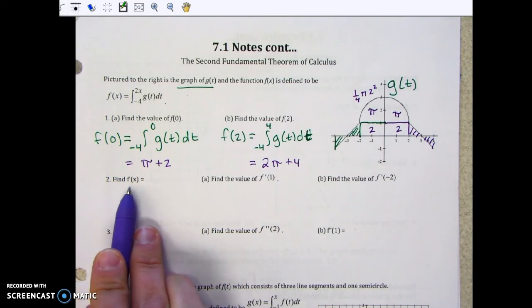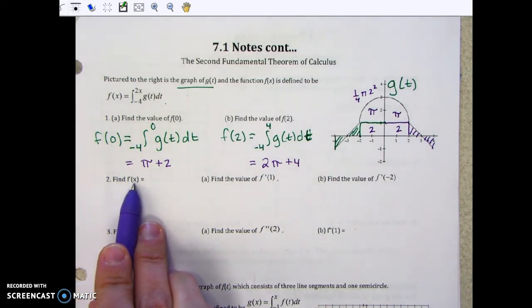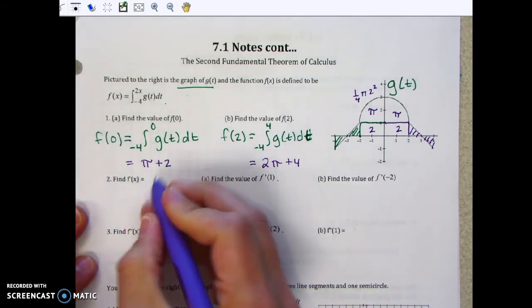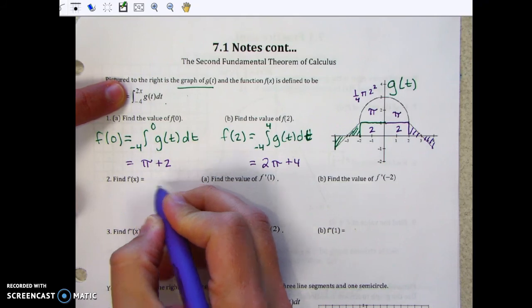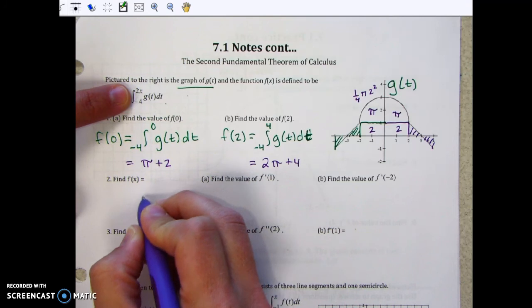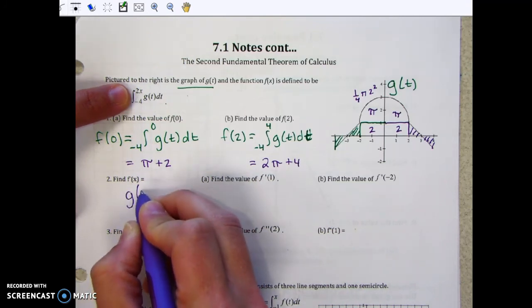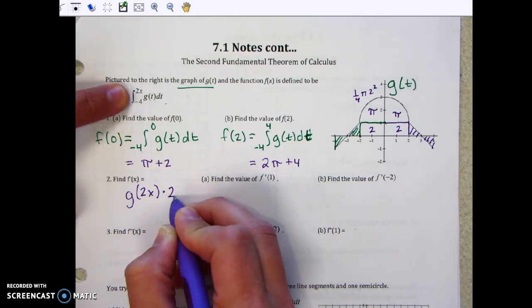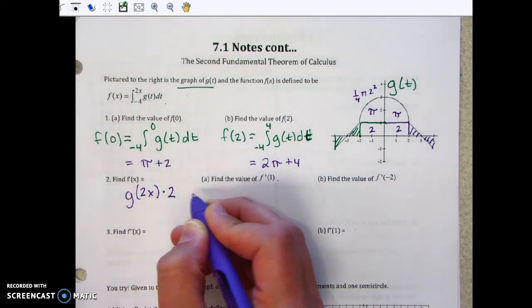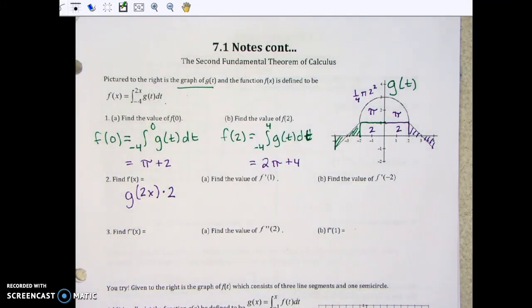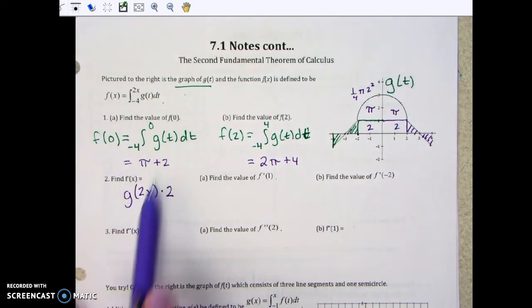All right, number 2. Can you see closely? It says find f prime. Okay, that's what we just learned. So let's find f prime. F prime will equal the derivative of this. So the derivative of this, okay, we're supposed to leave the function alone and plug in the value. So the derivative of this is going to be g of 2x times the derivative of 2x, 2, minus 0, because the derivative of -4 is 0. So this is a derivative of an integral. This is what we just learned on the first page and practiced.